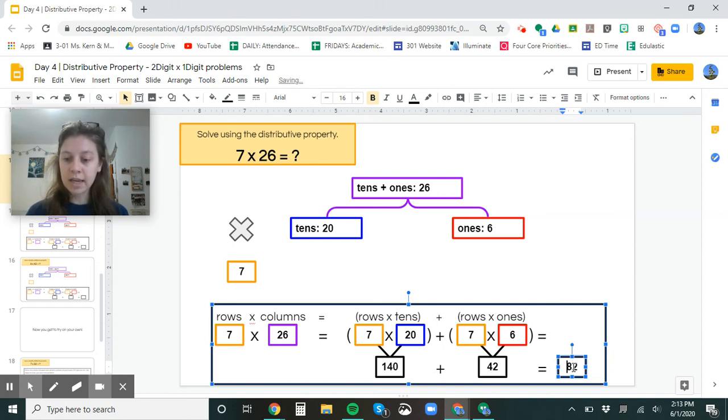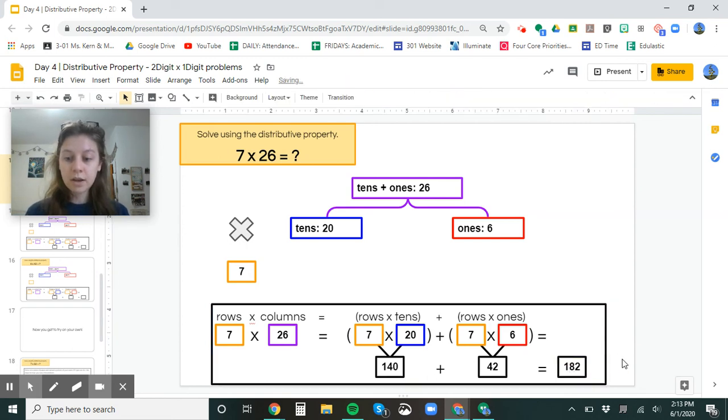So I'm going to write an 8. Then I have 100 plus no hundreds. So that equals 100. So I just solved 7 times 26 equals 182.